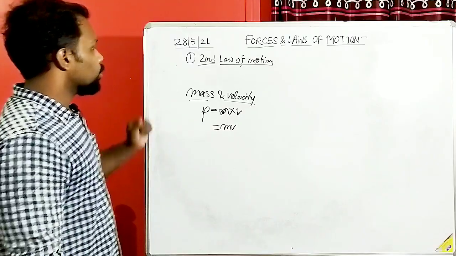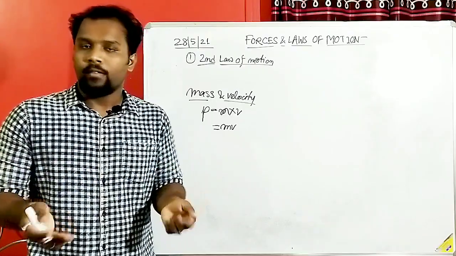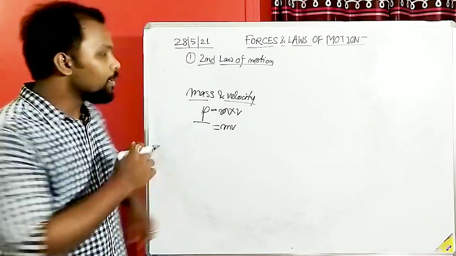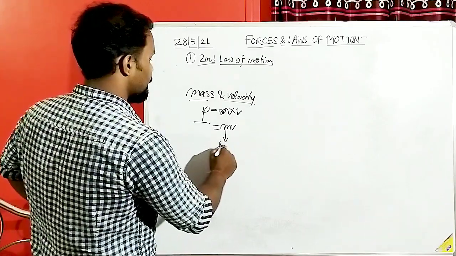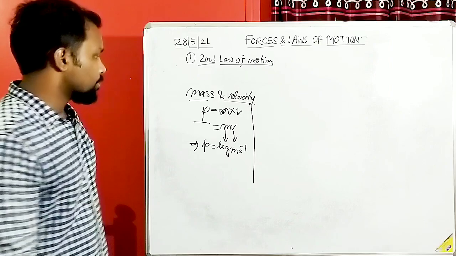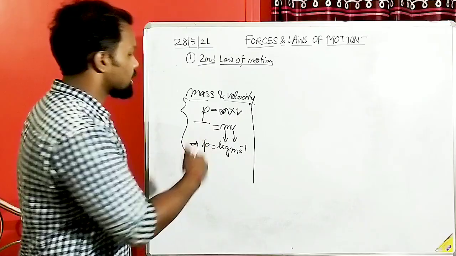Now we have to find out the SI unit. Whenever we find a new quantity or new factor, we should always try to find out the SI unit of that. What is the SI unit of mass? Simply kg, right? And what is the SI unit of velocity? Meter per second. So what is going to be the SI unit of momentum? Kg meter per second. We simply got it, right? We get the momentum p equal to mv, and its SI unit is kg meter per second.